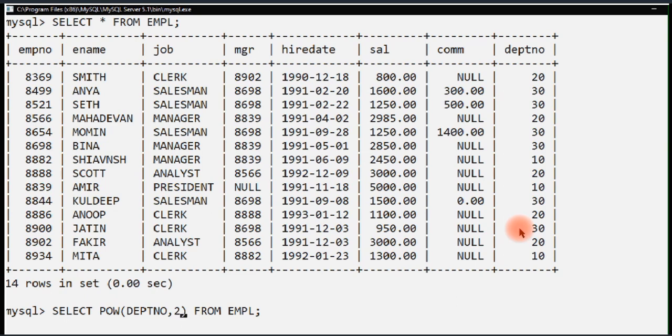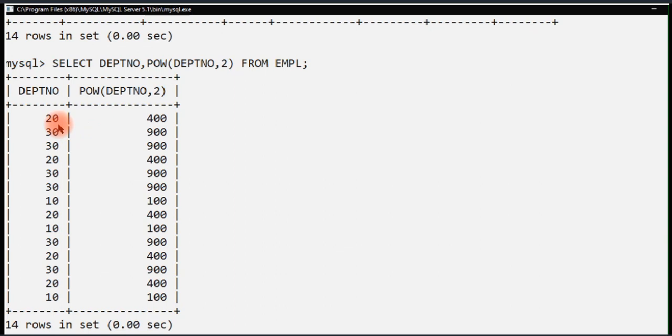Now see the result, and to see a clear result, I am mentioning the department number field also. So it will be very clear to you how it works. Department number is 20 and here we have given power 2. So 20 power 2, the answer will be 400. Likewise 30, 900, for 10 it is 100. This way power function works on a table.